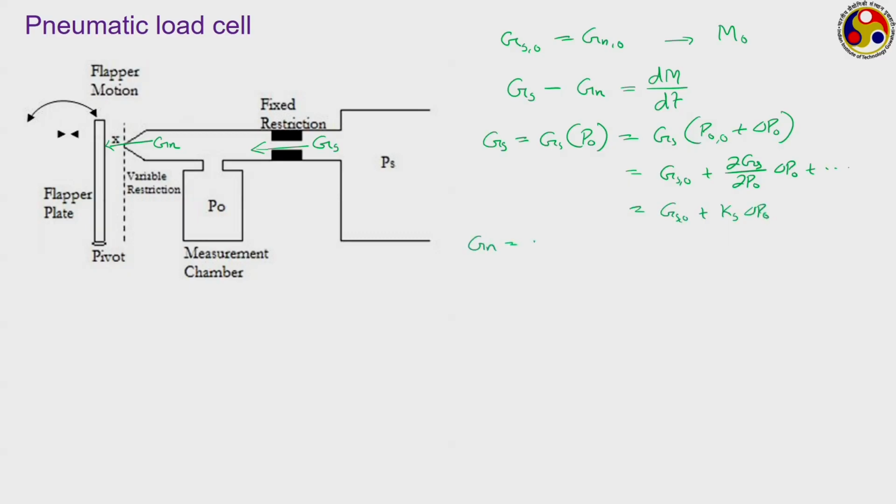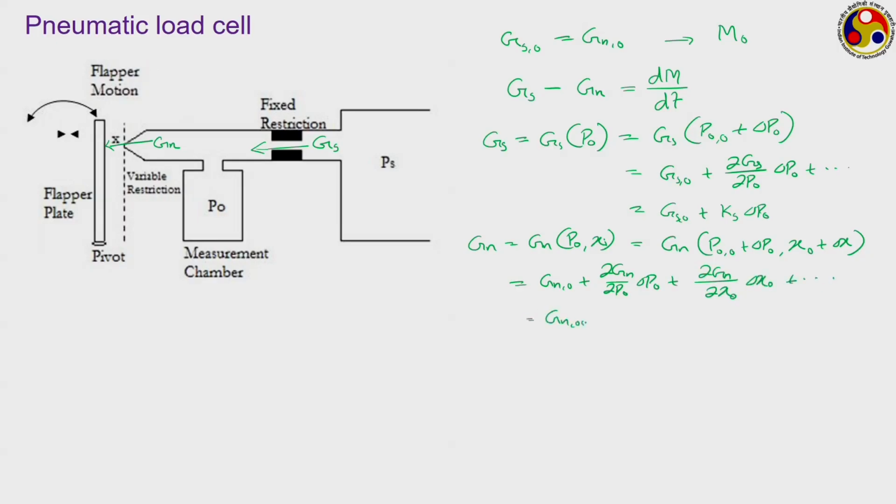Similarly, Gn depends upon both this P naught and x. So, Gn can be expanded like this. Let us say x0 is the initial position. So, correspondingly we are going to get Gn0 plus this. This exercise we have done earlier. I am just doing it very quickly for a recap. This can be written as Knp plus Knx delta x naught. I have actually forgotten exactly what notations we used, but these are the common notations.